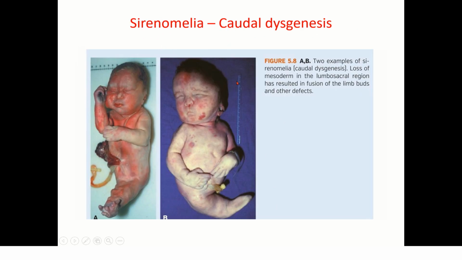You can see the sirenomelia. So loss of mesoderm in the lumbosacral region resulted in fusion of limb buds. So this condition is called sirenomelia.